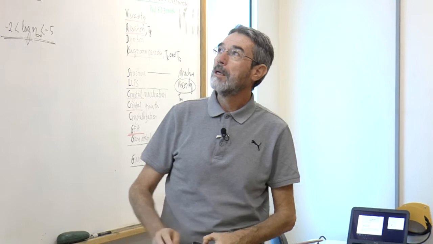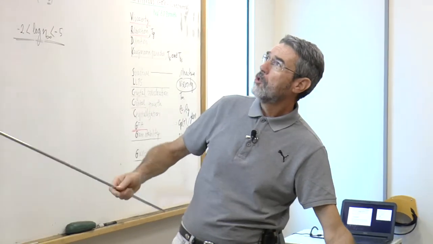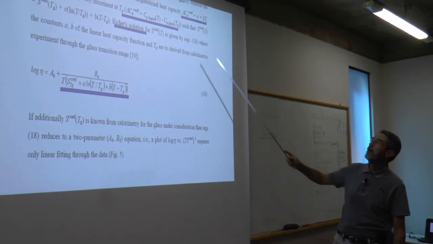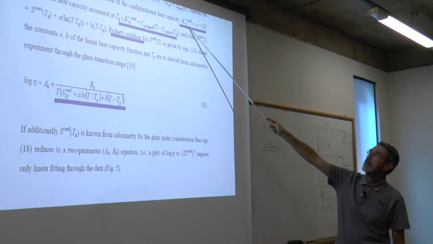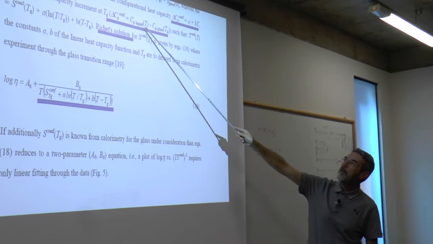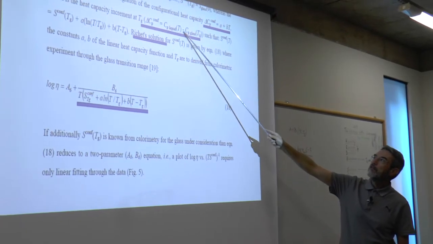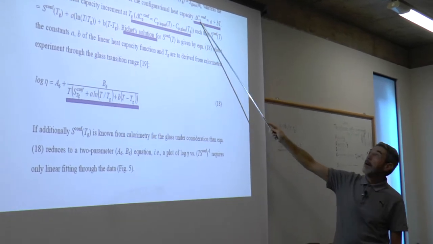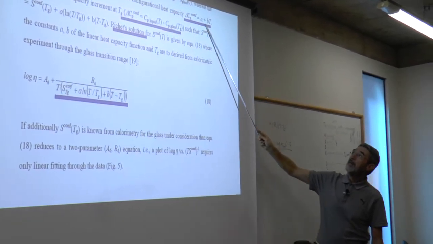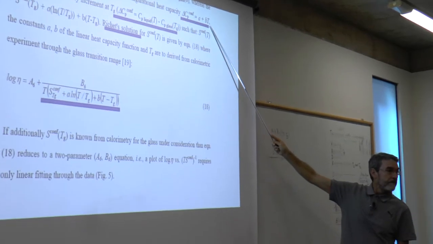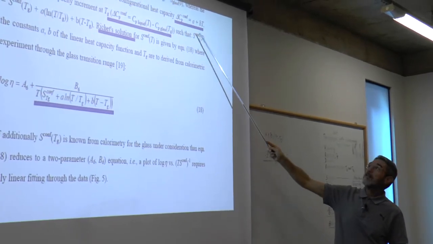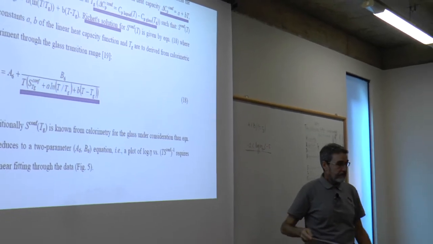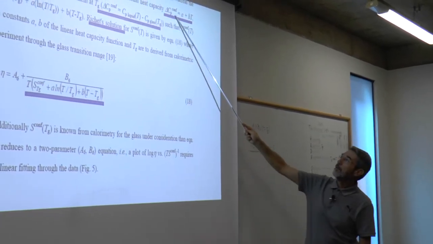Now, so the final solution, if you assume that the Cp of the liquid minus Cp of the glass can be expressed by a very simple equation, A plus BT. This is almost a straight line. This is the easiest assumption you can make.